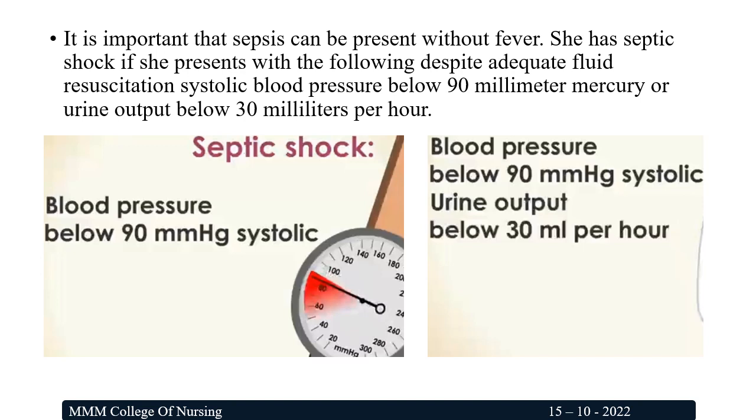She has septic shock if she presents with the following despite adequate fluid resuscitation, that is systolic blood pressure below 90 mm of mercury or urine output below 30 milliliters per hour. Okay, so even if the mother has a normal temperature, the mother can have septic shock, right? So without fever also septic shock can be there in the mother. Okay. So what will be the other signs and symptoms? The blood pressure will be below 90 millimeters of mercury and the urine output will be below 30 ml per hour. Okay.